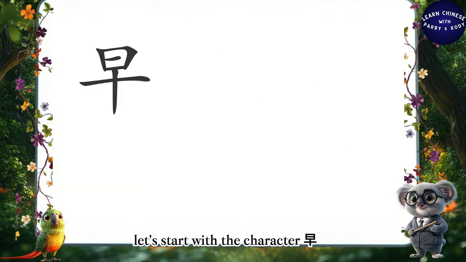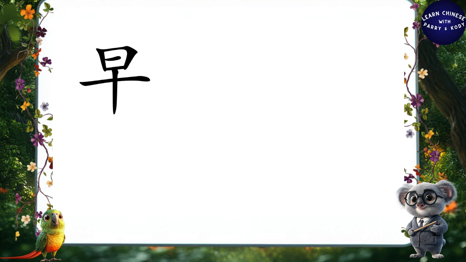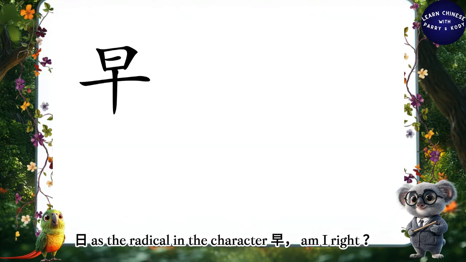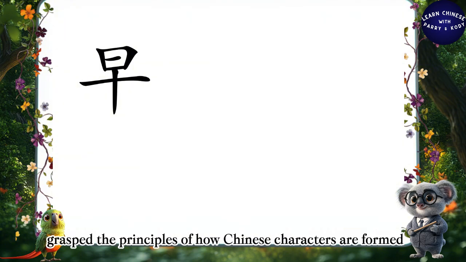Let's start with the character 早. What does its shape remind you of? I recognize the 日 at the top. The ancient Chinese used the position of the sun to tell time, so they used 日 as the radical in the character 早. Am I right? Correct. You've already grasped the principles of how Chinese characters are formed.